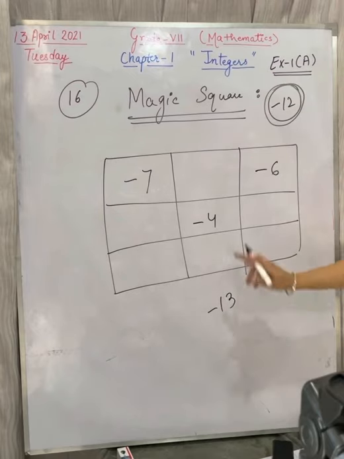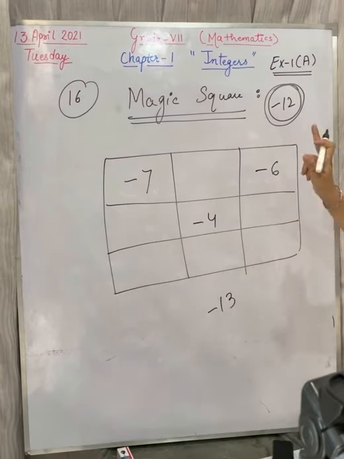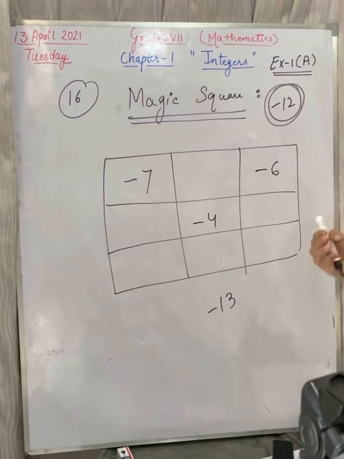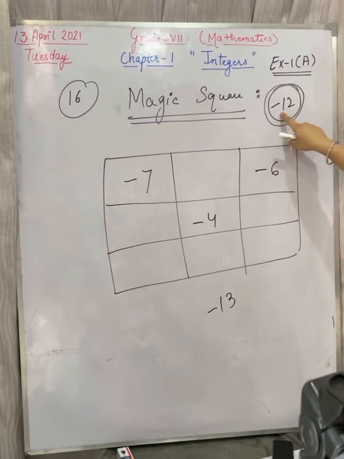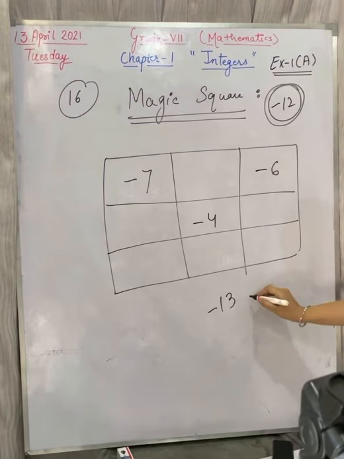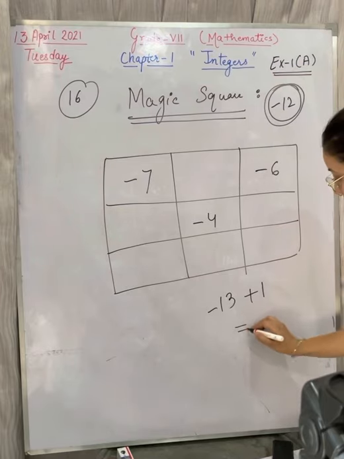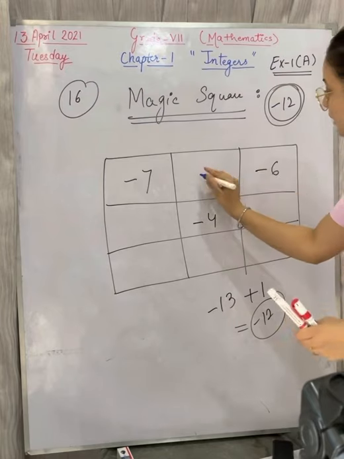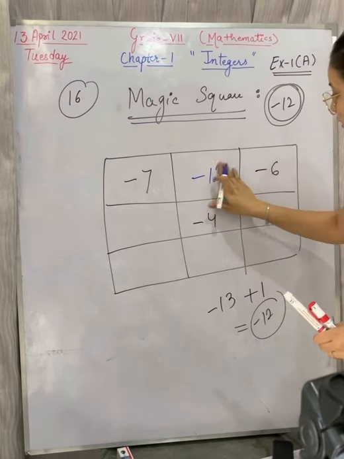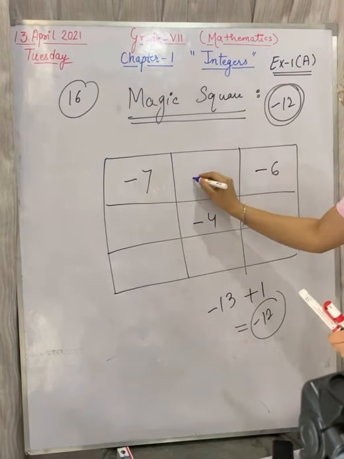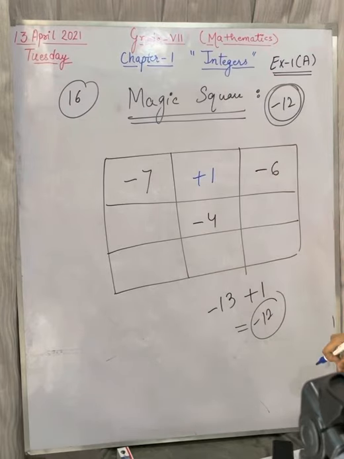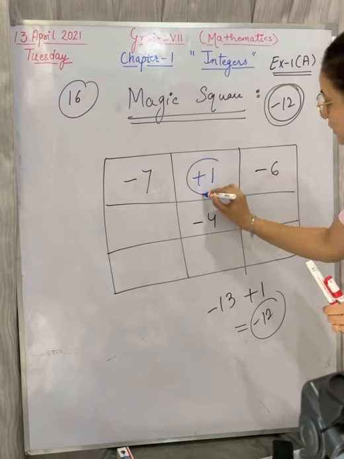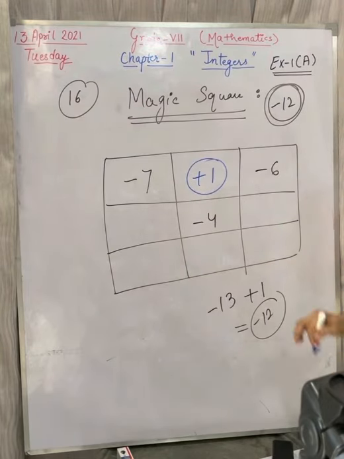Addition was wrong. The addition of minus 7 and minus 6 is minus 13. What should I add so that my answer will be minus 12? I will add plus 1, and my answer will be minus 12. So I will write here plus 1. Understood how I have written this plus 1? Yes, it is the first row.